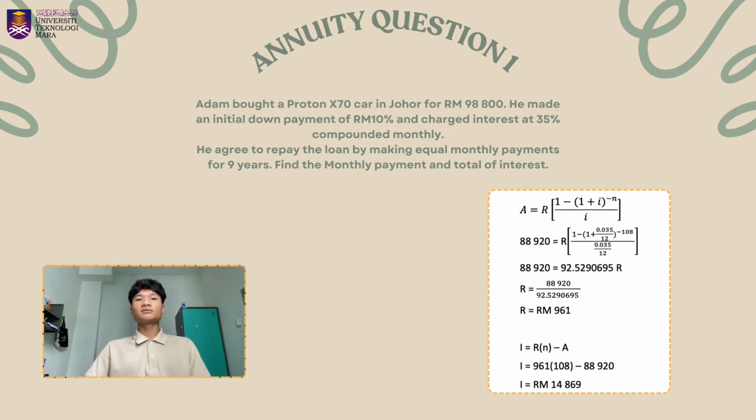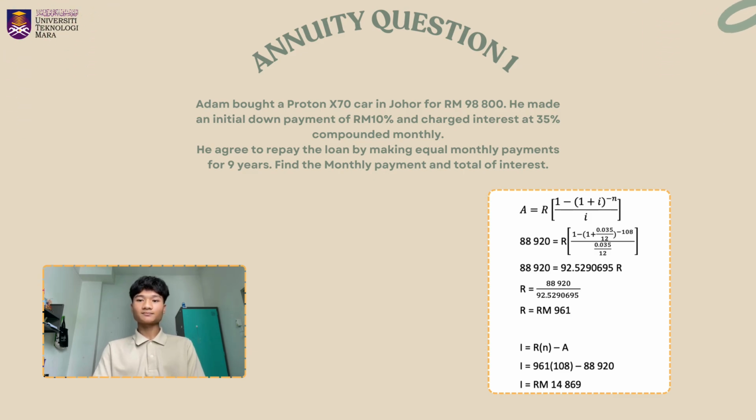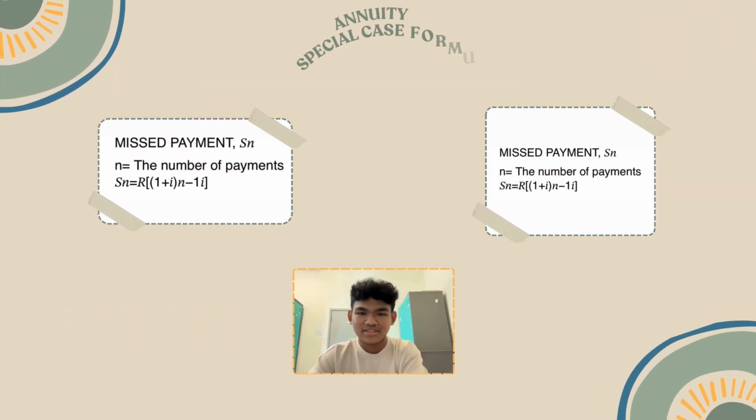So for the question total of interest, we will use the formula I equal to R multiplied by n minus A. So we put the value into the formula and we will get I equal to 40,868 ringgit.